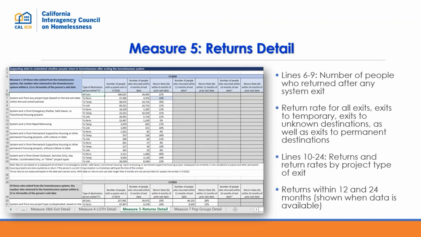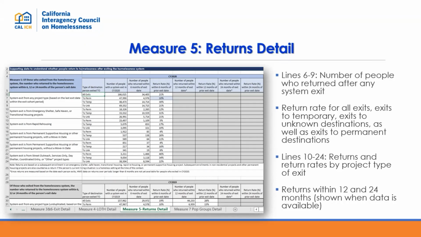These columns will be filled in as the data is available. The total number of people with a system exit, line 6, people with a system exit to a temporary destination, line 8, and people with a system exit to an unknown destination, line 9, and the subset of these groups who returned are also shown on this tab.